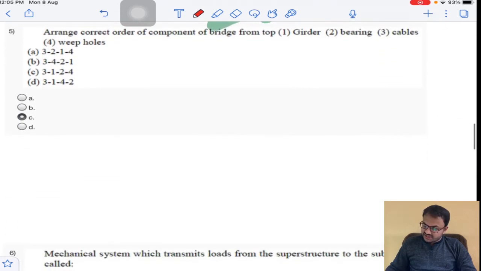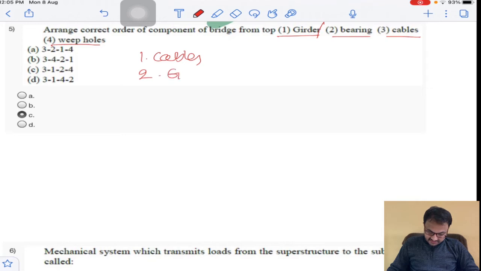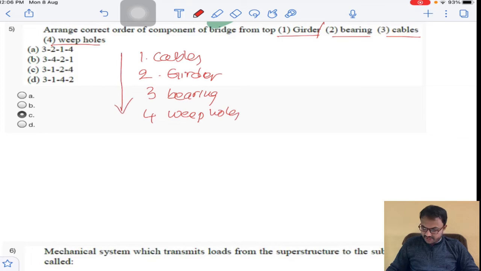Next question: arrange the correct order of components of a bridge from top. First he has given girder, bearing, cables and weep holes. Generally the order will be: first cables, second girder, third bearing and fourth weep holes. So this order is very important. So you will get the answer C, that is 3, 1, 2, 4. Clear? Next question.